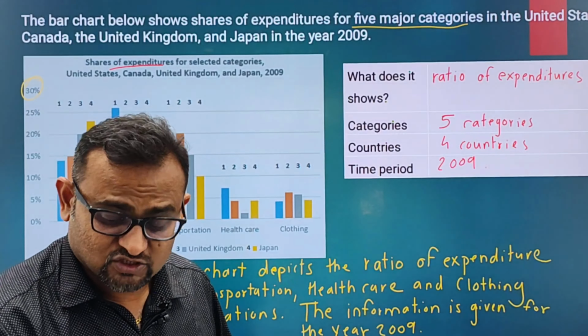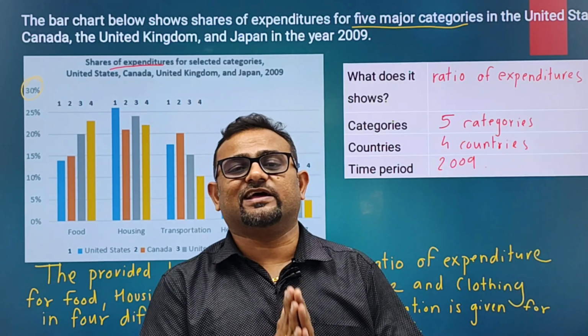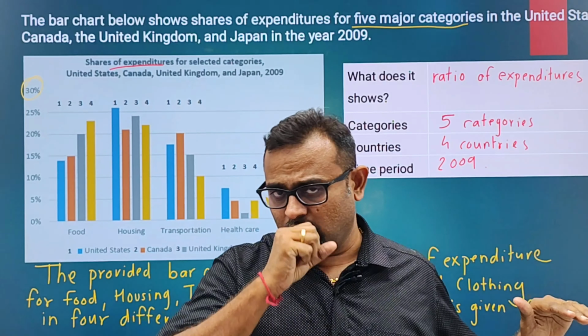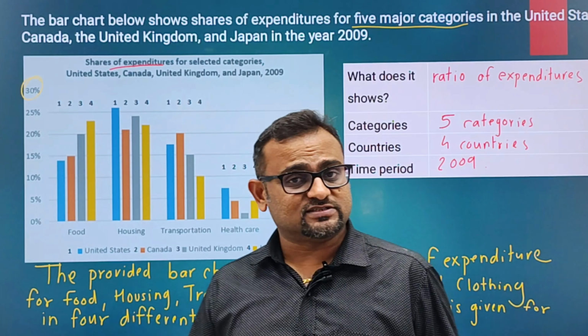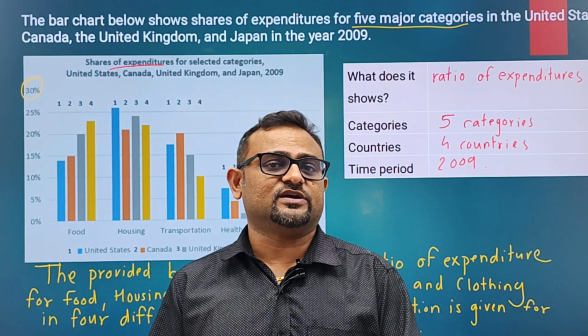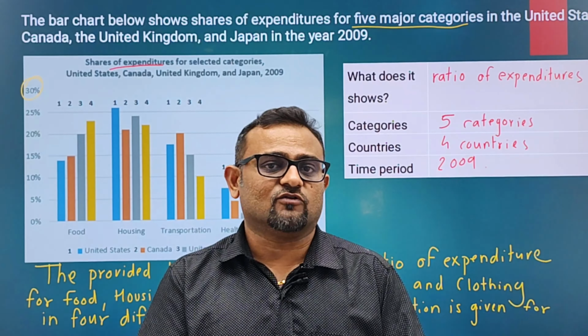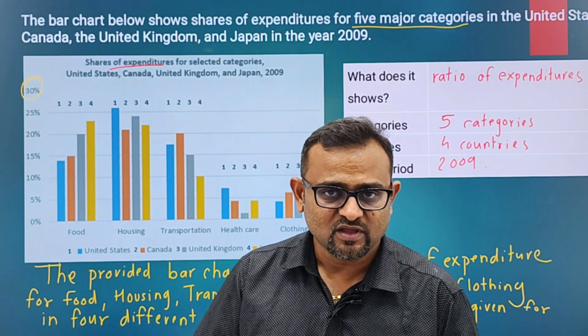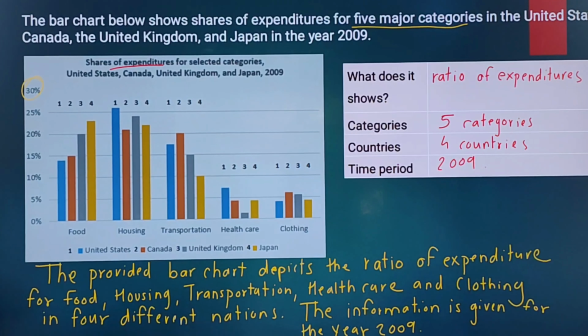Once again, I'm repeating the format for the introduction. The provided chart depicts what it shows, different categories, different countries, and for the time element, the information is given for the period of, or for the period from, or for the year of. So just note down the introduction for this bar chart.